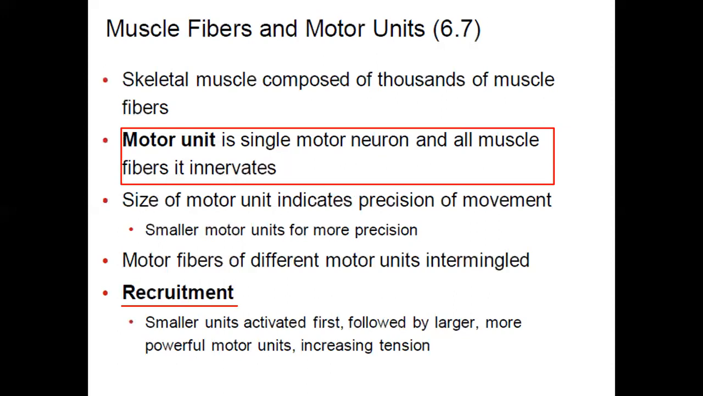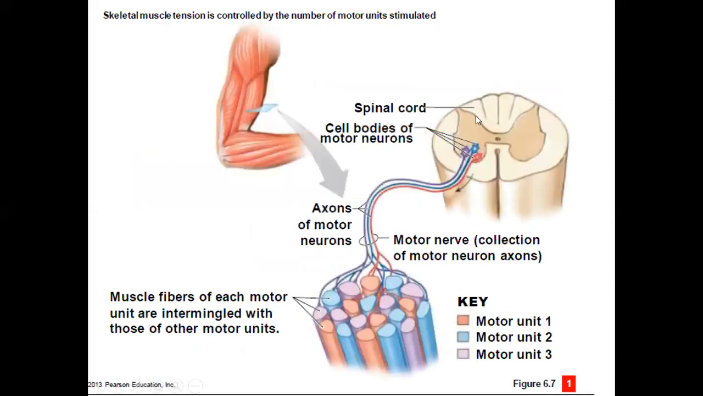But in your quad muscles, the muscles in your thigh, they're huge muscles, and they need a lot of force production and a lot of gross movement, not fine precision. Those motor units are going to be huge. So one motor neuron will innervate tens, twenties, thirties, even hundreds of muscle fibers all at once. Smaller motor units activate first, followed by larger and more powerful motor units to increase tension. That increase in the number of motor units activated to generate tension is called recruitment. Motor unit recruitment.